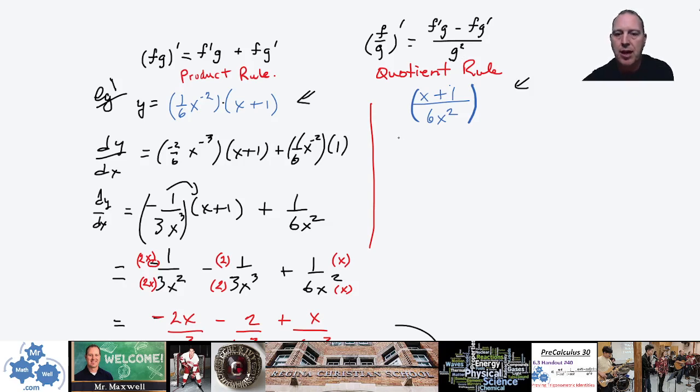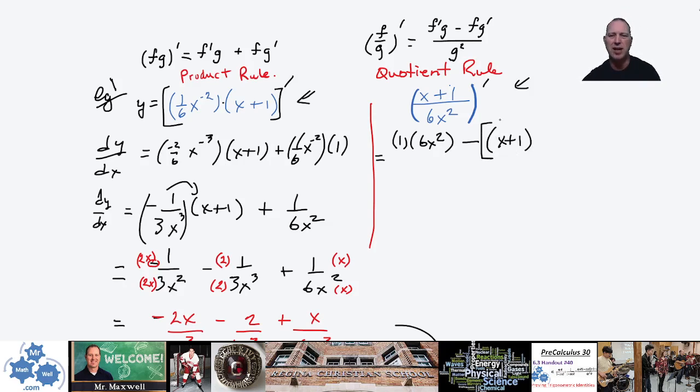So the derivative of the top is 1, right? So we're going to find the derivative of this, just like we found the derivative of this. And so the derivative of the top times the bottom, 6x squared, minus, so there's a big fat minus there, the top. Now here's where you've got to be careful because you're going to have multiple terms here. So I would sneak in a second set of brackets there just so you remember to distribute that negative.